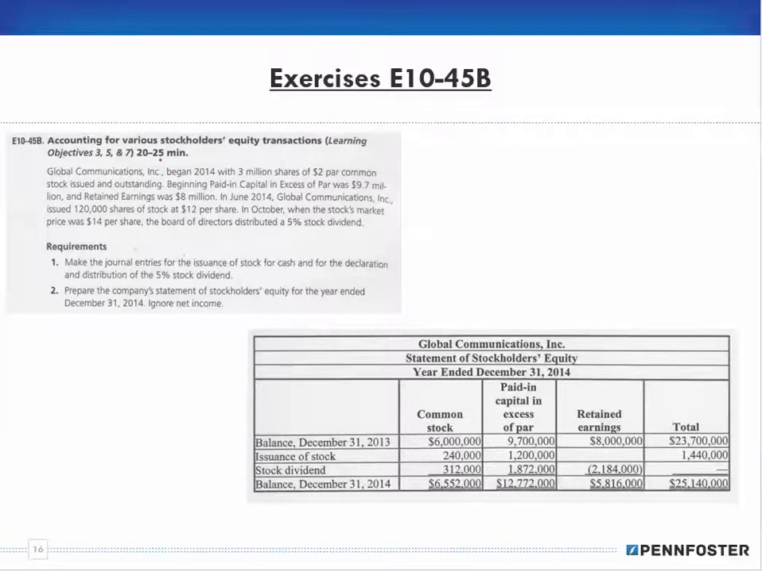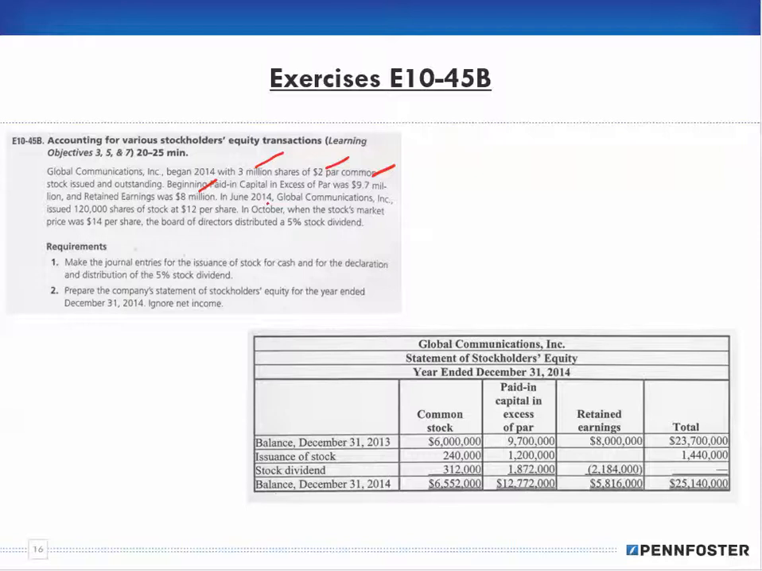But anyway, so accounting for various stockholders' equity transactions. It says Global Communications began 2014 with 3 million shares of $2 par common stock issued and outstanding. The beginning paid-in capital in excess of par was 9.7 million. Retained earnings was 8 million. So those are our beginning balances.